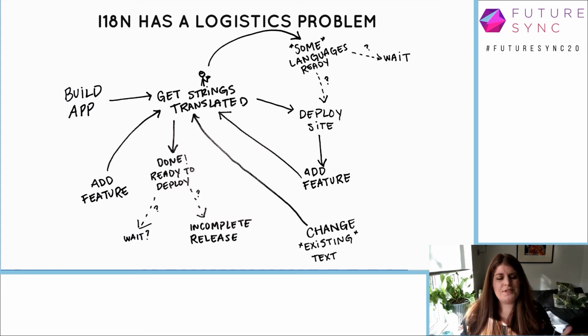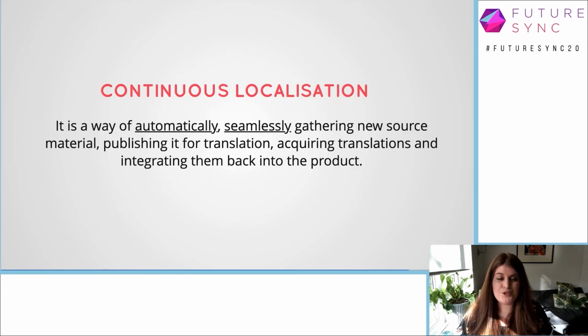So there's this concept of continuous localization, which is a way of automatically, seamlessly gathering new source material, publishing it for translation, getting the new translations, and integrating them back into the product. Now, this is often, at least I've seen it done a lot as a software as a service. There's a lot of companies that will help you do that. We used one at an old job where you could hook it into your GitHub flow and it would commit translations back into your pull request.